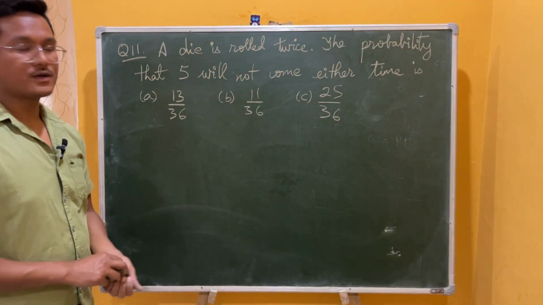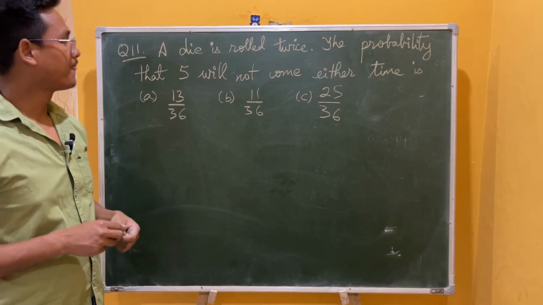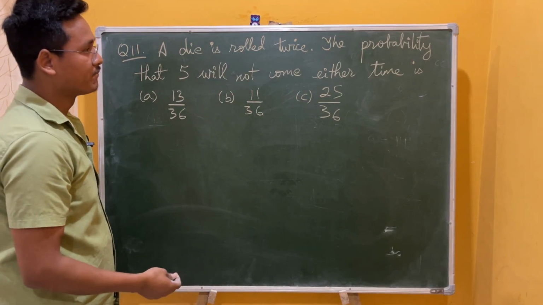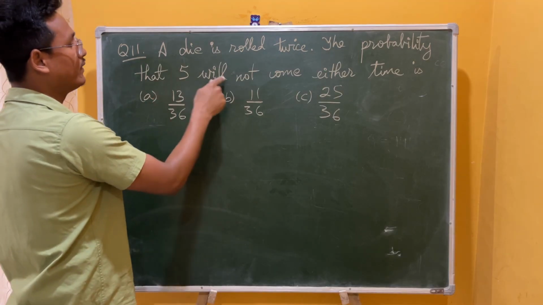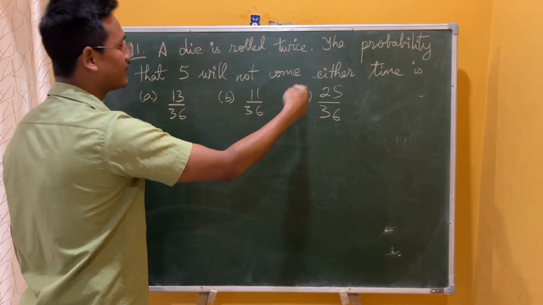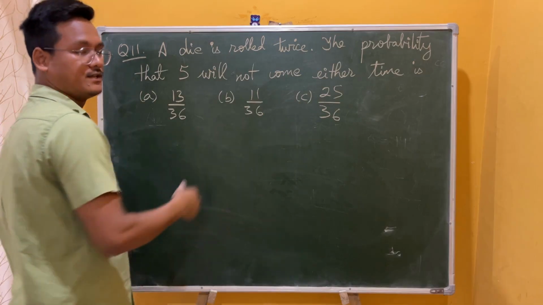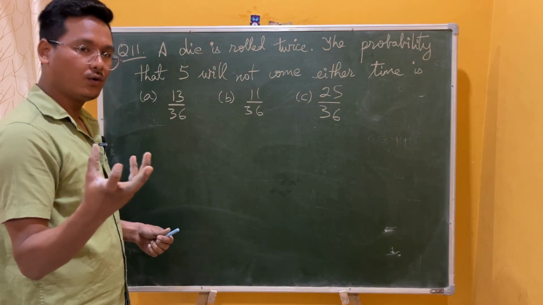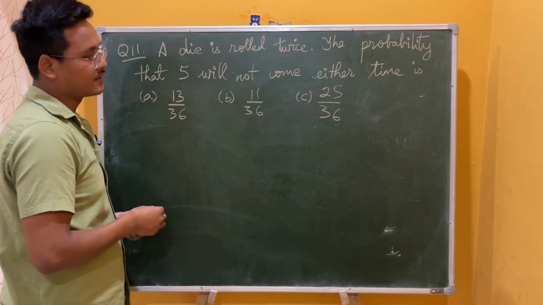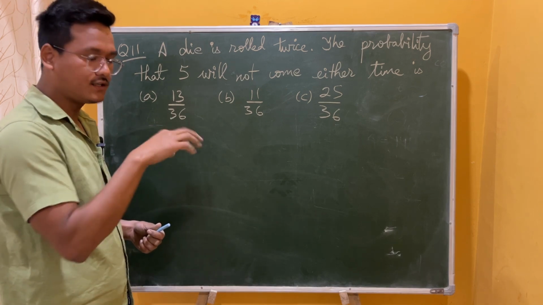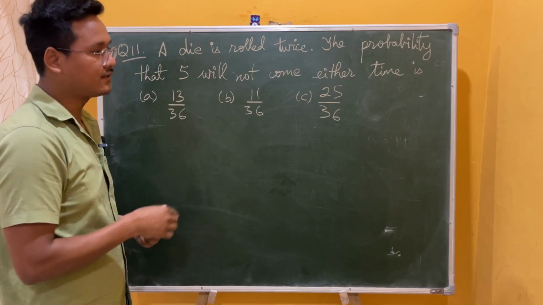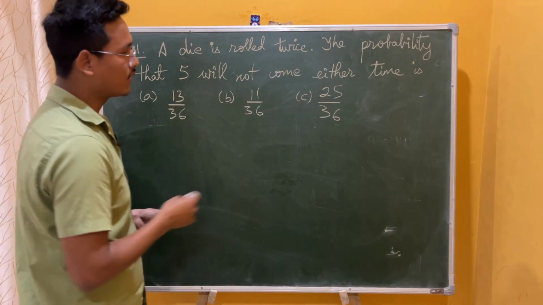So here comes our question number 11 from probability. It says a die is rolled twice. The probability that 5 will not come either time is one of these. I hope you know what a die is. Think of a Ludo die, right? Instead of the dots, think of each face with numbers from 1 to 6.